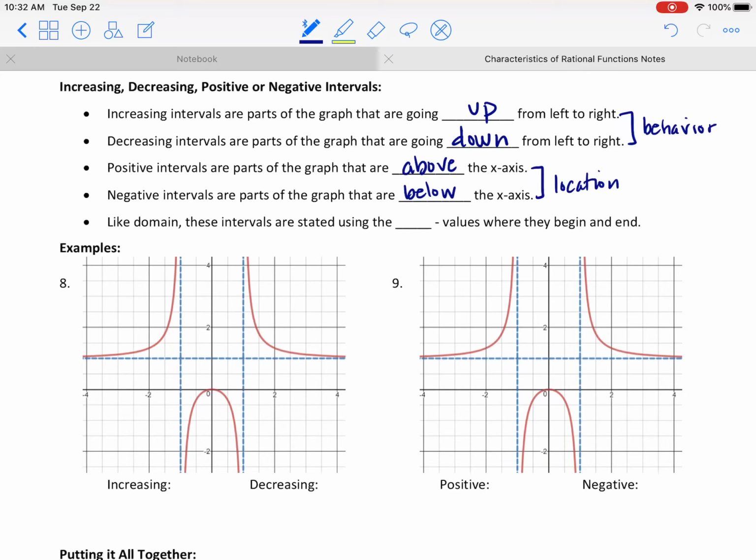Just like domain, if I'm asking you for the domain of the graph, you're giving me the interval of x's where the graph is. These intervals are all given using the x values where they start and stop. So each of these intervals will be given using x values, so we'll use the x-axis as our guide. Okay, so let's read this graph. This first branch, left to right, is definitely increasing. And that's a terrible color.